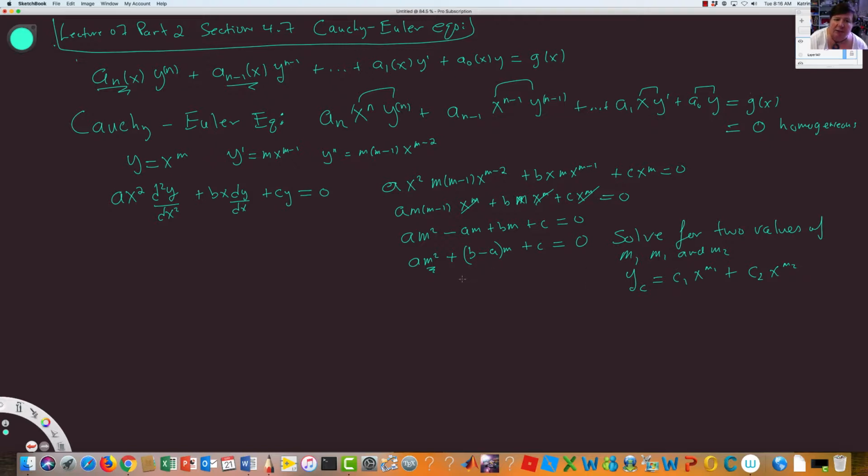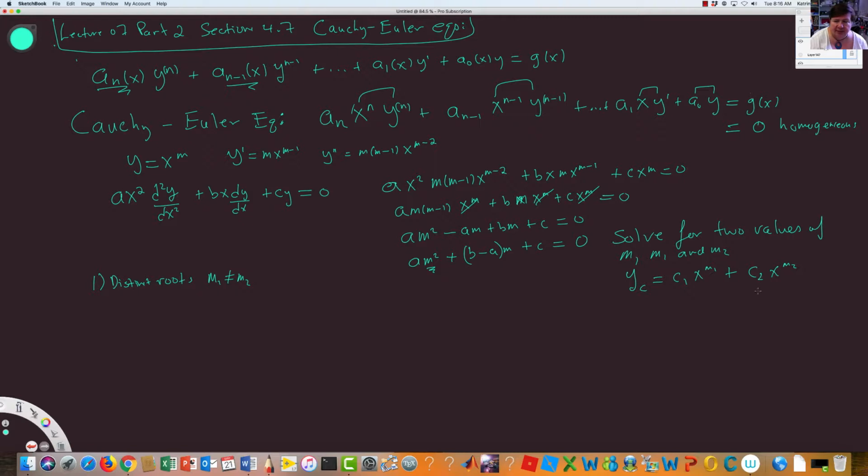Now, just like when we were learning to solve these type of equations with constant coefficients, the homogeneous version, we had to look at the different cases for these roots. And that's what we're going to do now. Okay, so we have three cases. The first case is distinct roots. Okay, so distinct roots, this is of course m1 not equal to m2.